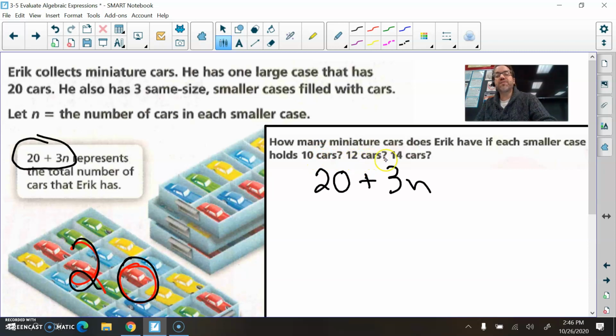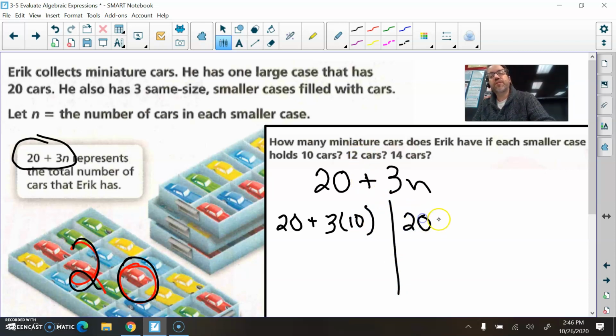What if the smaller case holds 10 cars? What if it holds 12 cars? What if it holds 14 cars? When I evaluate this expression, I'll get a different result for each of those. If each of them holds 10 cars, then I would have 20 plus 3 times 10. But if they each hold 12 cars, I would have 20 plus 3 times 12. And if those smaller cases each had 14 cars, then his total number of cars could be expressed as 20 plus 3 times 14.